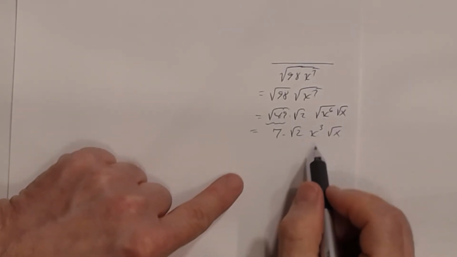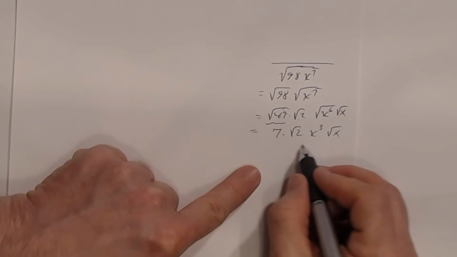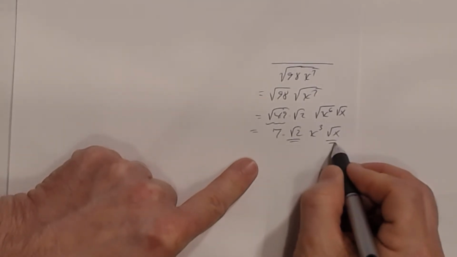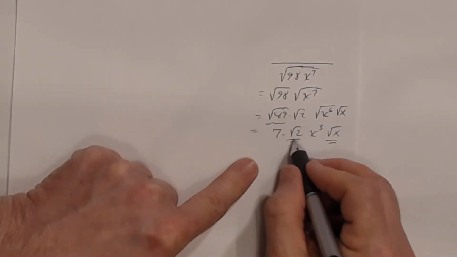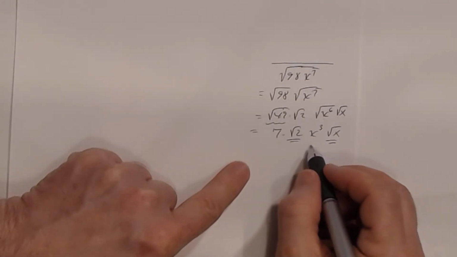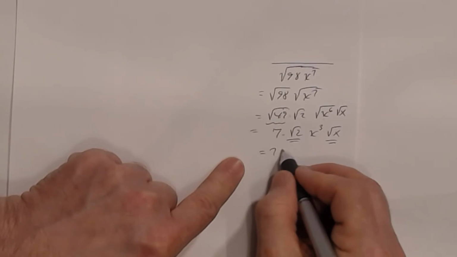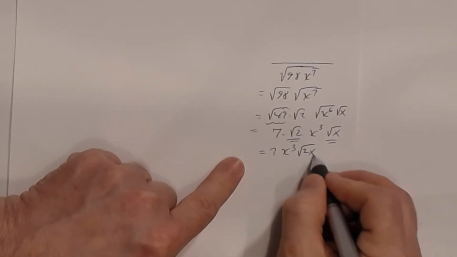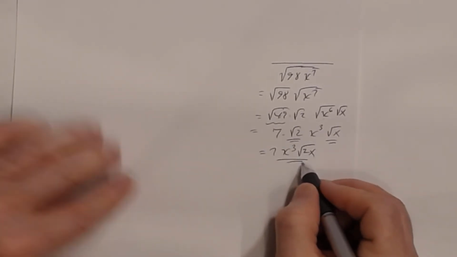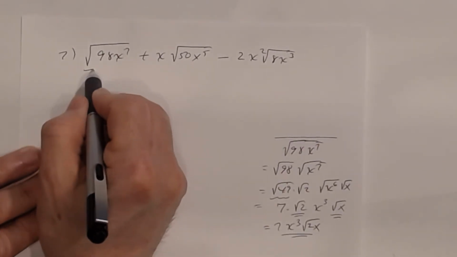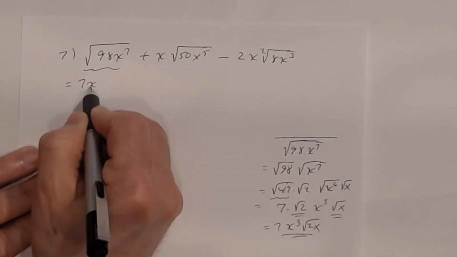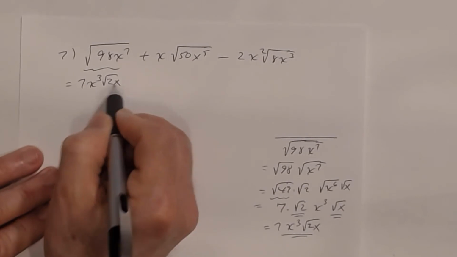Okay, now you got to rewrite this, so you remember how you did this. You see the square root of 2 times the square root of x? Using the product rule, you can write this as one square root. Remember that? So I'm going to put that in the end. So I'm going to say 7x cubed square root of 2x. So that goes here. So this is 7x cubed square root of 2x.